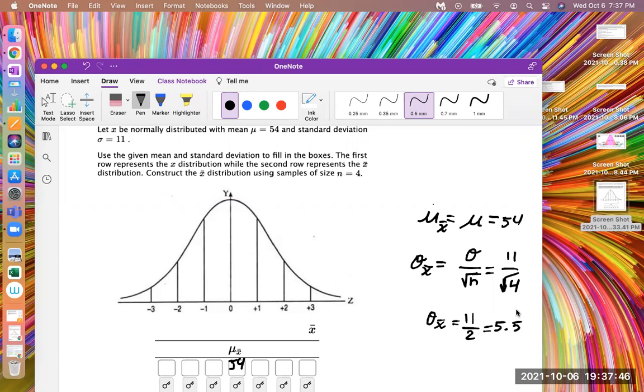Do you have any questions yet? So how did you get from 11 over 4 to 11 over 2? Because the formula says you have to take the original standard deviation and divide it by the square root of n. And the square root is a function that asks what number multiplied by itself gave me this 4? If that doesn't make any sense to you, you can just use your calculator and put 4 square root and it'll give you 2.